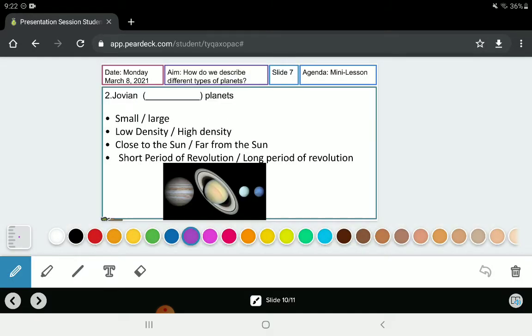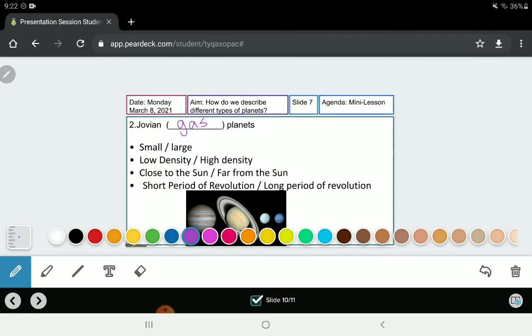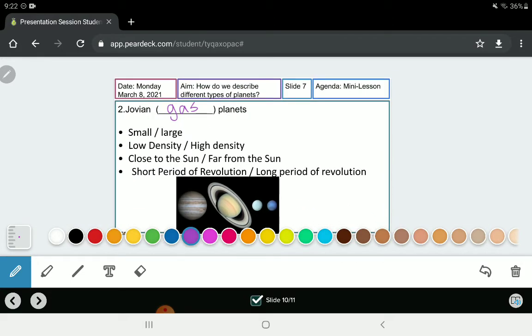On the other type of planets, we have our Jovian planets. Jovian planets are our gas planets, which means that they are primarily made out of gas. Some of them have a solid core, but the majority is gas. So these planets are very large, and because they're made out of gas and they are large, that means that they have a low density, they are farther from the sun, and they have a long period of revolution.